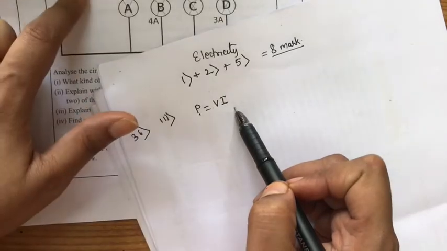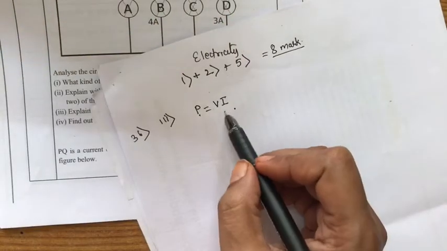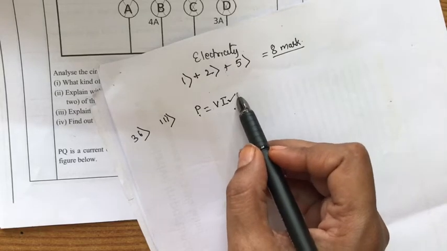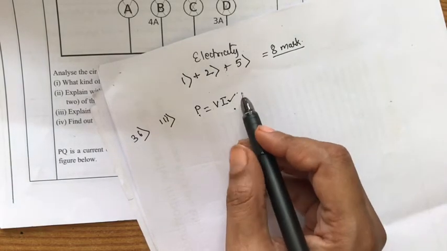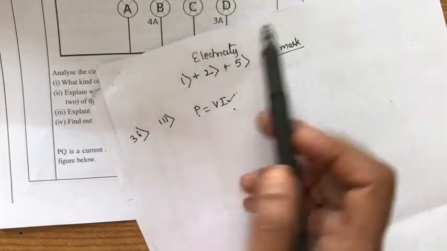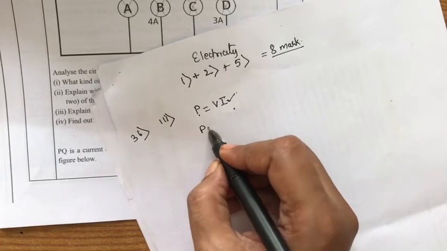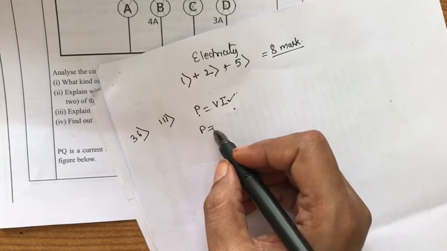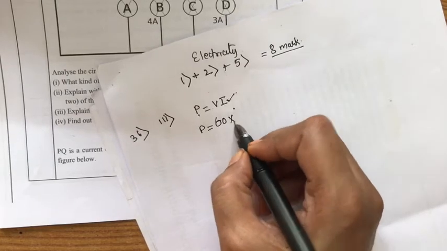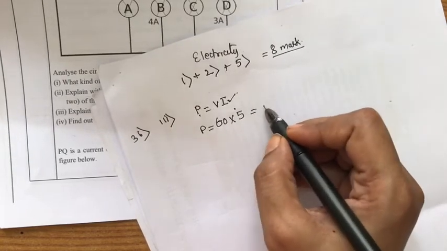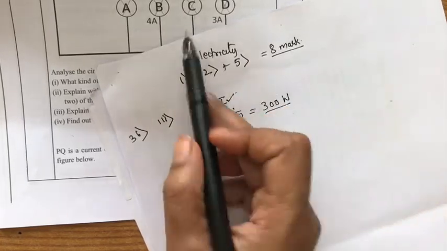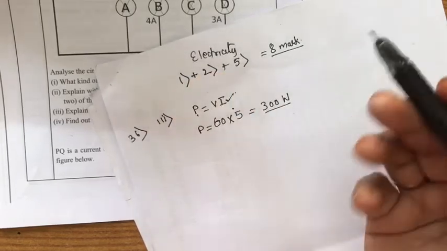So children, 60 volt is common to all four of them. So we can simply say mathematically that the power is maximum in the case in which the current is maximum. The current is maximum in the case where you have the current 5 ampere. So in the third lamp you have voltage 60 volt and current 5 ampere. So you have 300 watt power. So that lamp will glow the brightest.